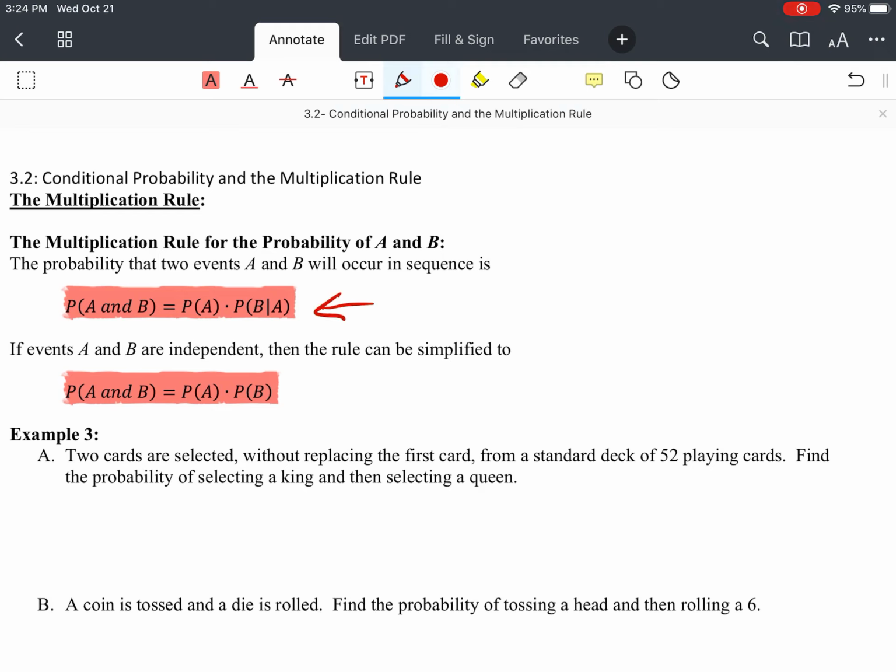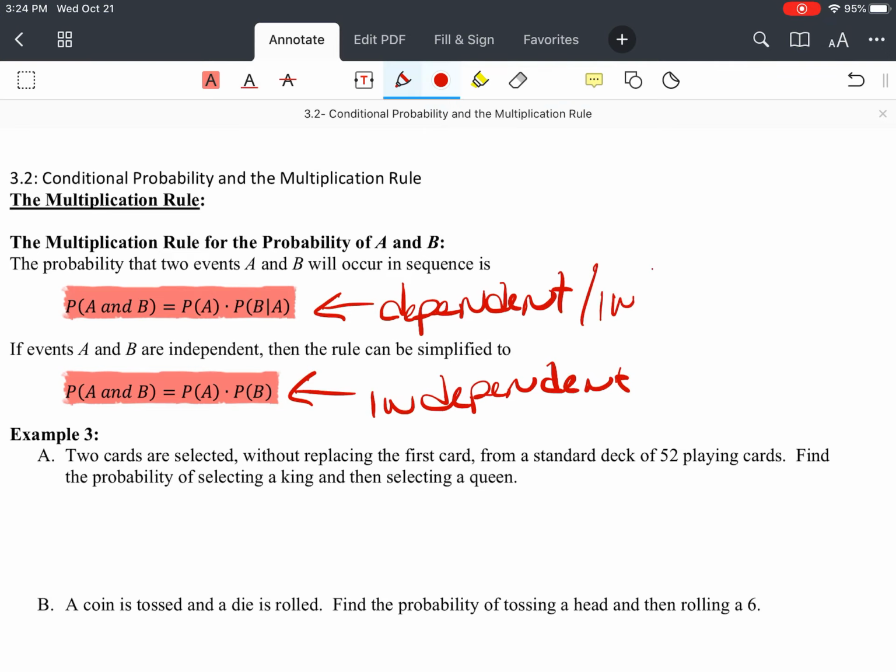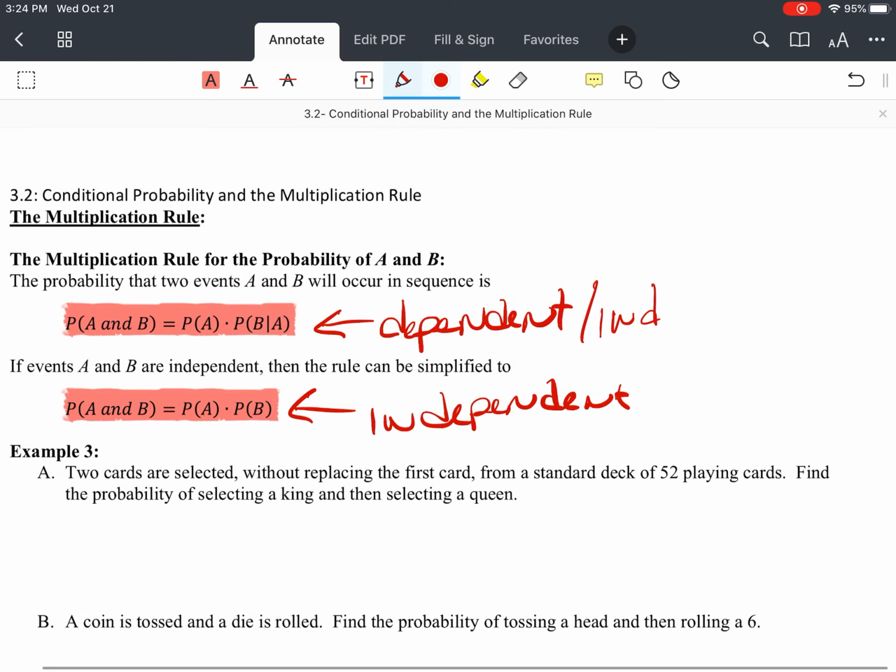So if it's affecting something, the probability of A and B is this. We would use this one if we have something affecting the outcome of the other one, whereas the second one is if it's entirely independent. So we can use this one if it's dependent, and we can use this one if it's independent. In fact, the top one we can actually use if it's either one.